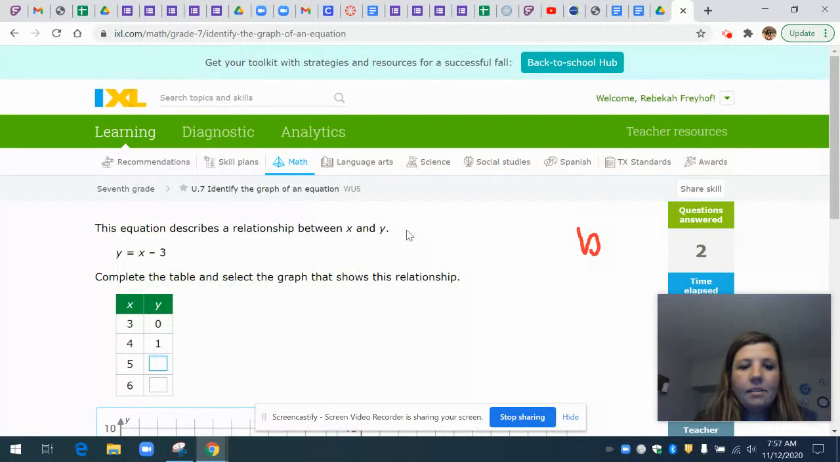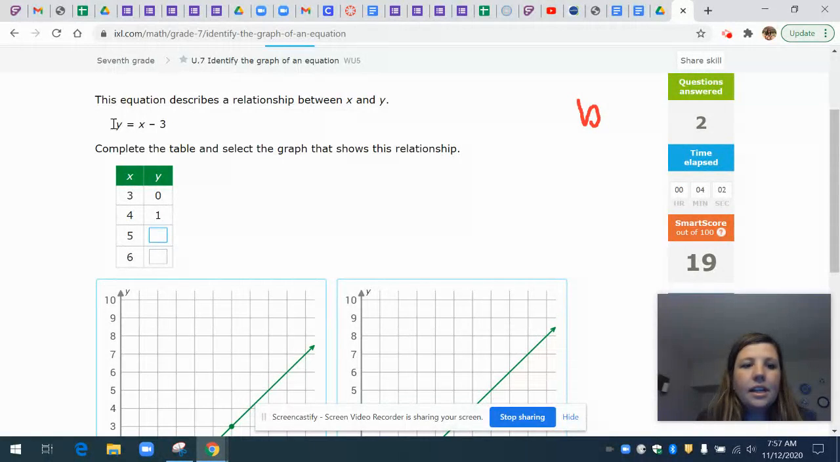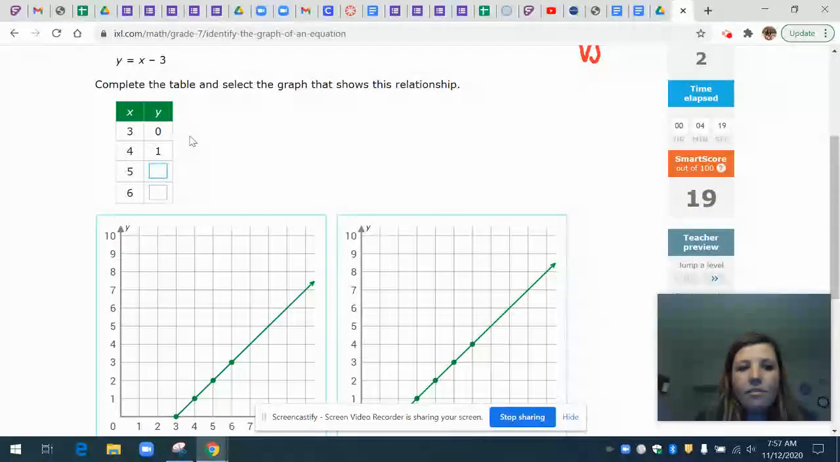Okay. Then this next one here, y equals, and that just means 1x minus 3. So I'm going to plug in each of these x values and take away 3 from it. So 3 minus 3 is 0. 4 minus 3 is 1. 5 minus 3 is going to be 2. And 6 minus 3 is 3.